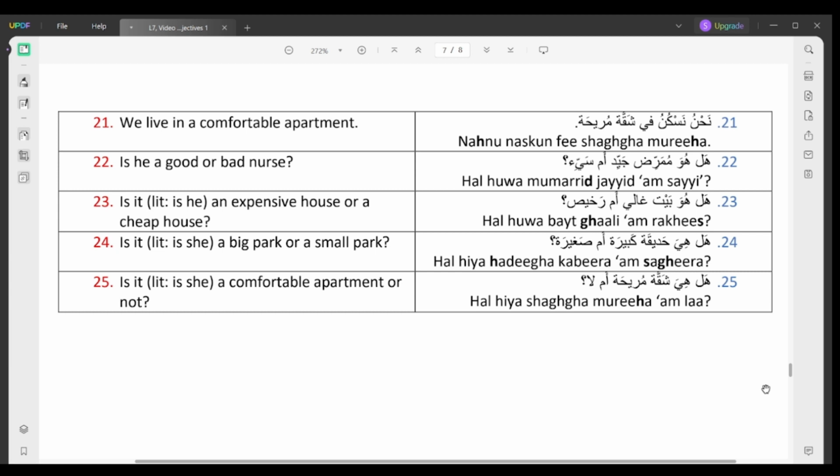Number 22. Is he a good or bad nurse? Number 23. Is it an expensive house or a cheap house? Number 24. Is it a big park or a small park? And number 25. Is it a comfortable apartment or not?